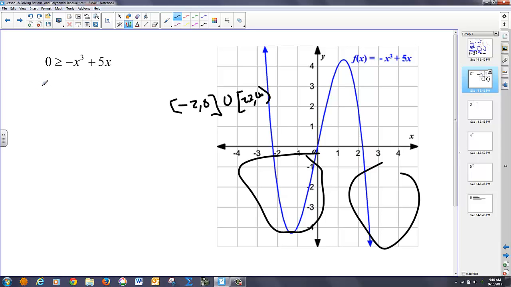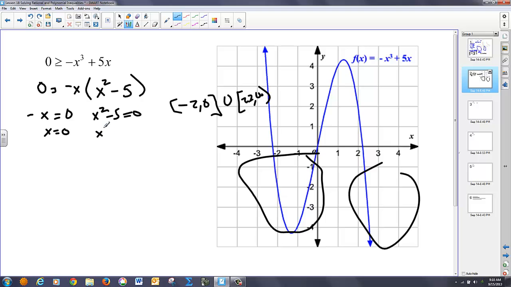So we're going to set this all equal to 0, solve, I'll pull out a negative x, and get an x squared minus 5, set x equal to 0, or negative x equal to 0, get x equals 0, x squared minus 5 equals 0, so x squared equals 5, and x equals plus or minus root 5.